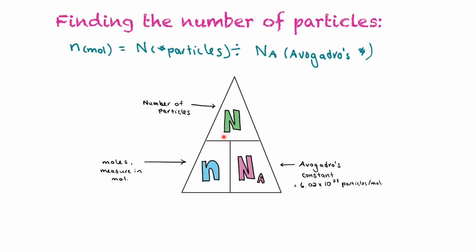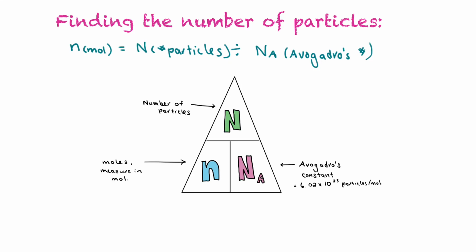So the big N, like I said, is the number of particles. It's found at the top of the triangle. Moles is little n, and it's found right here, and it's measured in moles. And then the big N with a subscript A is Avogadro's number, and that never changes. No matter what substance you have, if you have a mole of that substance, you will have 6.02 times 10 to the power of 23 particles in each mole. And if you're measuring molecules, then it would be that many molecules. If you're measuring atoms, it would be that many atoms, and so on. So that's why we call it particles. We're not quite sure what we're measuring until we're measuring it.